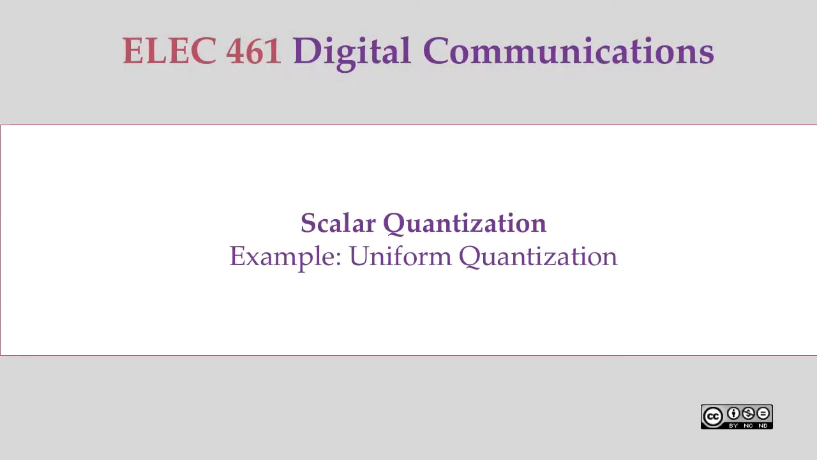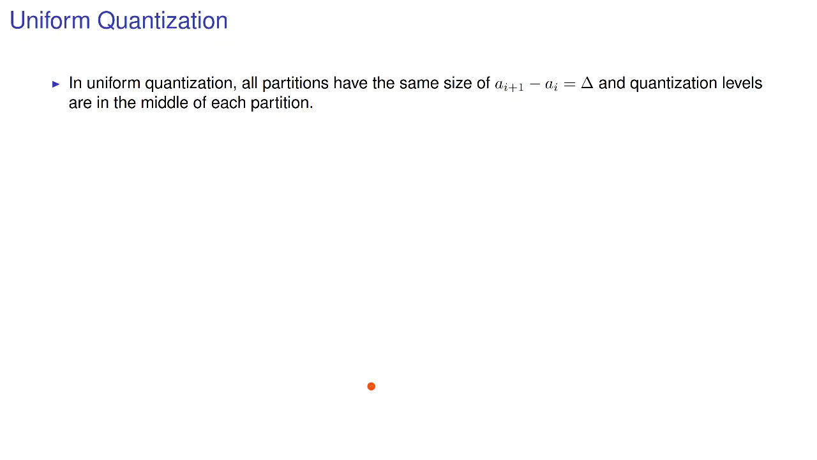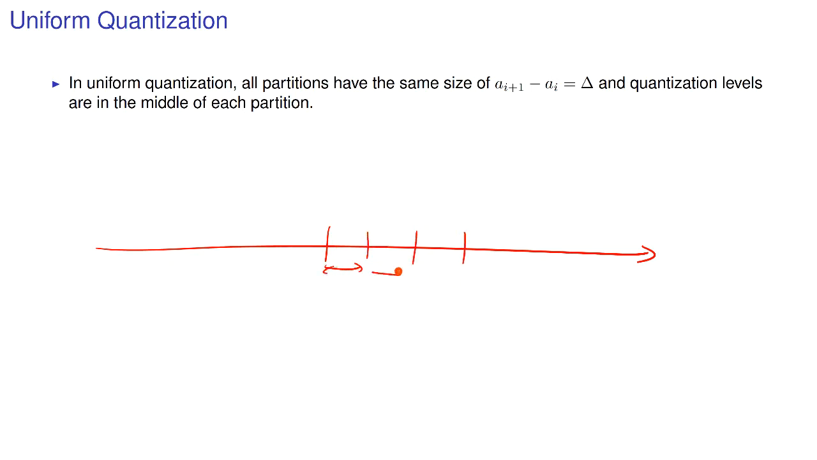Let us have one example. This is a very important example because many of the analog to digital converters or digital to analog converters use uniform quantization. In uniform quantization, you get your real number, and then the distance between these regions is equal: this one is equal to this one is equal to this one, and so on.